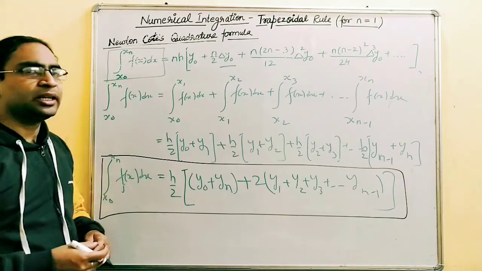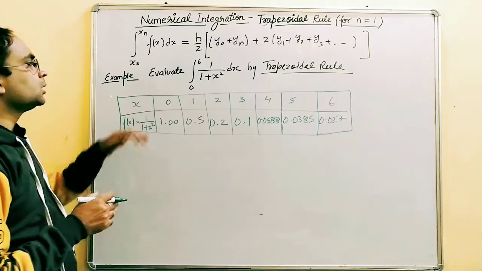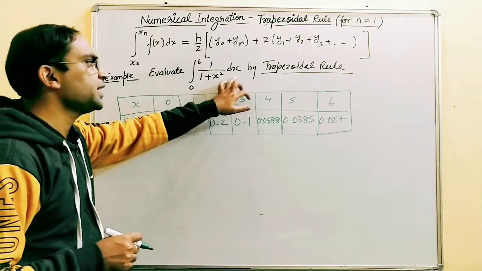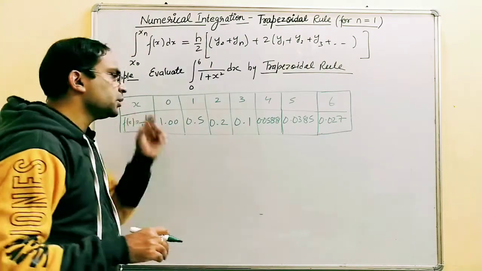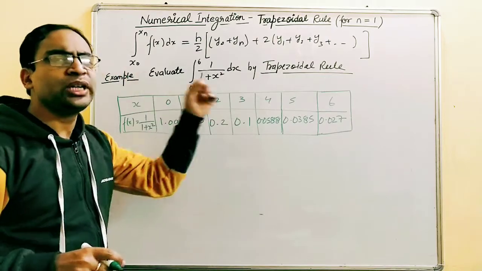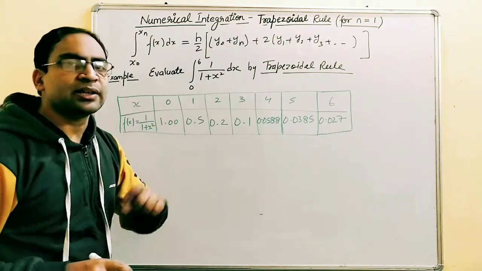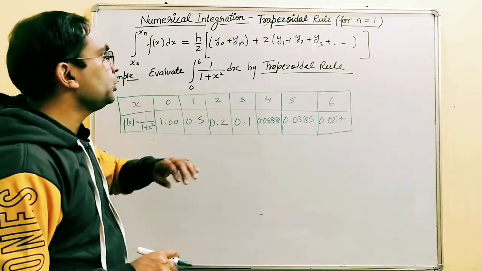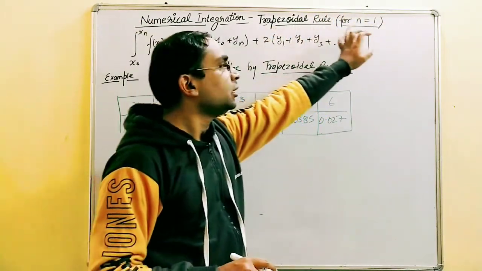Now let's see with an example how we can find out the numerical integration. Evaluate the integral 0 to 6 of 1 upon 1 plus x square dx by trapezoidal rule. The first decision we need to make is how many intervals we are going to take in this and what will be the interval size, that is the equal interval. So the number of intervals has to be a multiple of 1 for the trapezoidal rule.